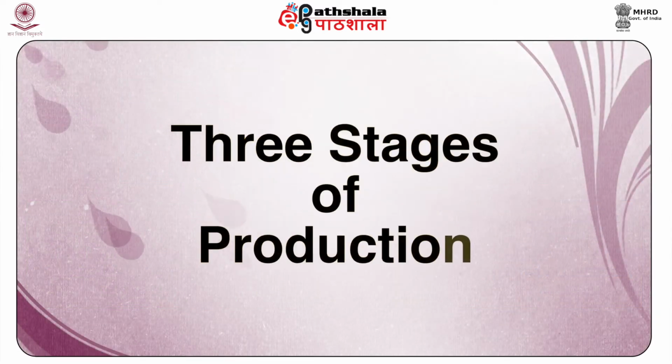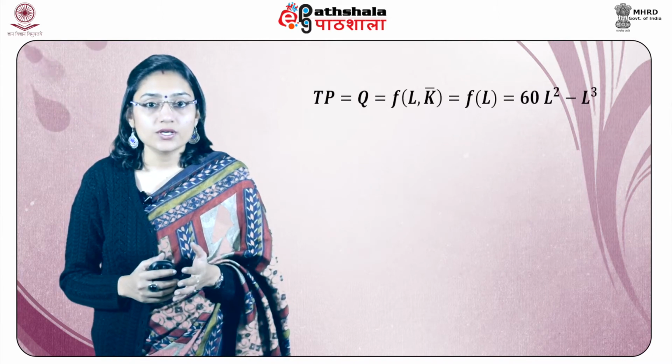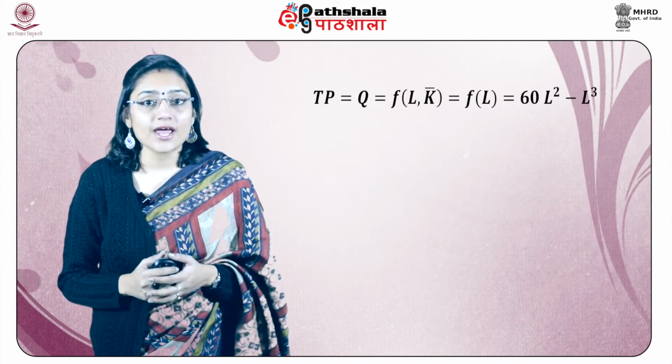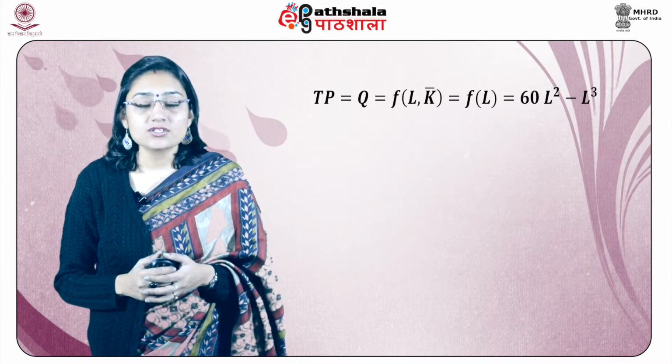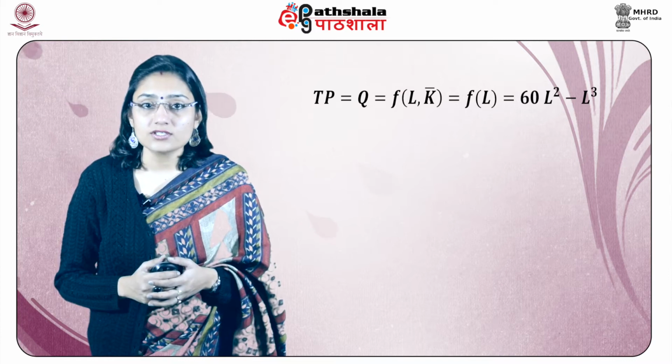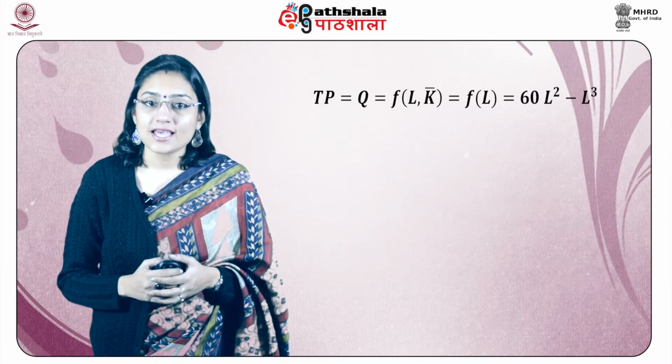The next is 3 stages of production. We will now use the short-run quadratic production function introduced in the previous section to demonstrate how, based on the law of diminishing returns, we can identify the 3 stages of production. TP equals Q equals a function of labor and capital, where capital is held constant, equals f(L) equals 60L squared minus L cubed.